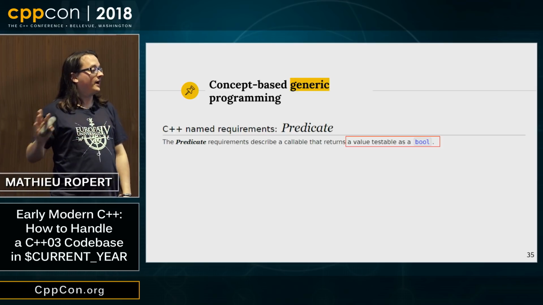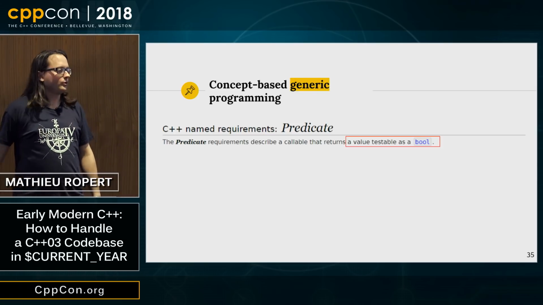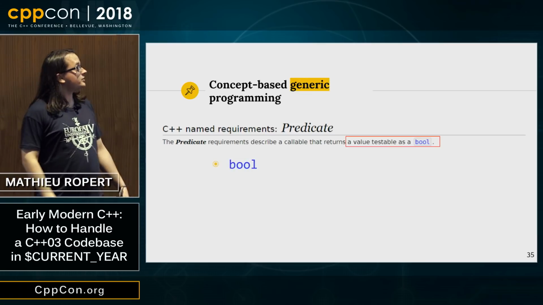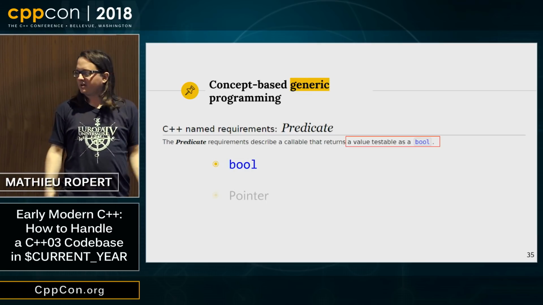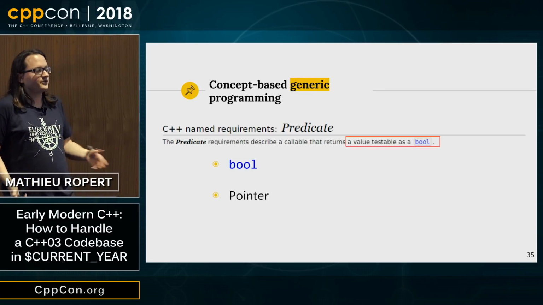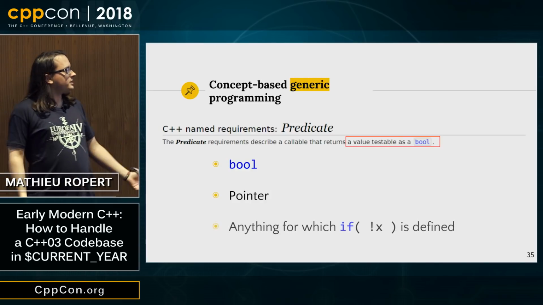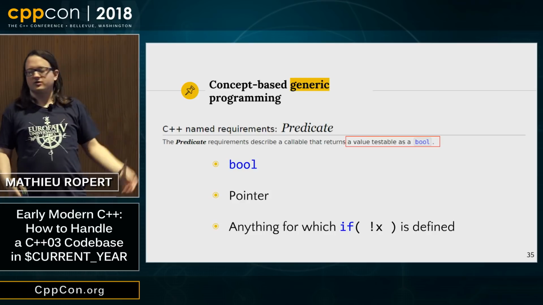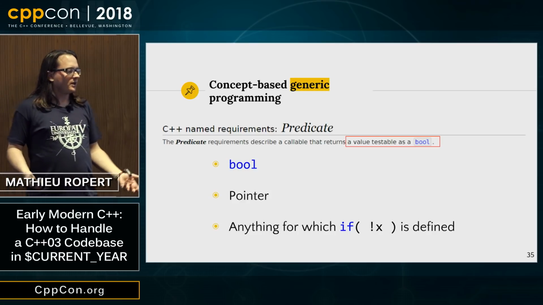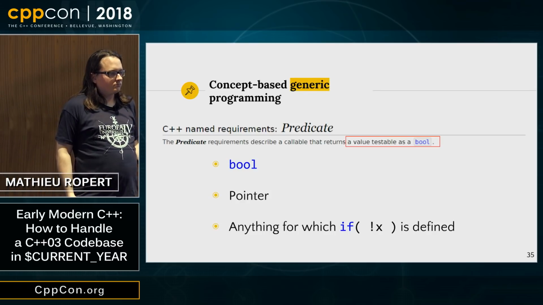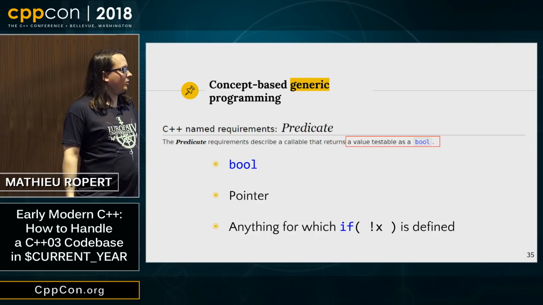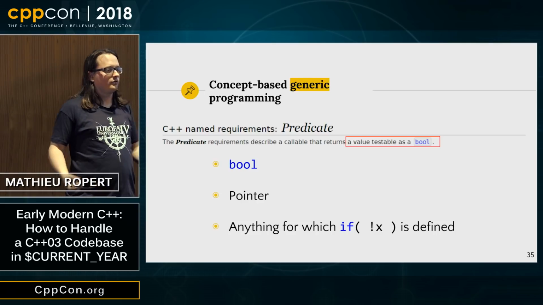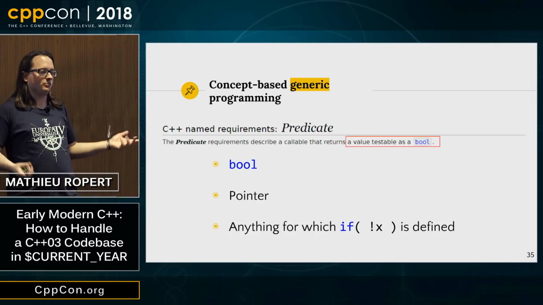My function, or my functor, or my callable doesn't have to return bool. It can return bool, that works, but it can also return a pointer, because it's testable as bool, or it can basically return anything on which if x or if not x is defined. It's anything we can test. And a lot of types can overload operator bool one way or another and be testable. Optional is one of them, for example.